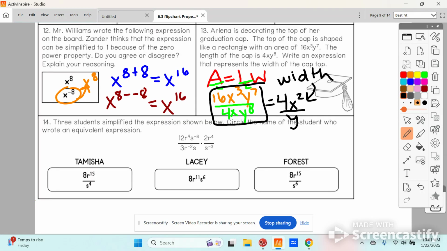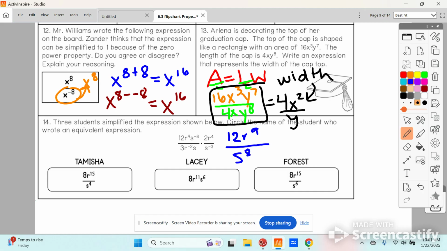Finally, 3 students simplified the expression shown below. Circle the name of the student who wrote an equivalent expression. So I like to work with positives. So I'm going to use my understanding of negative exponents to make them all positive. So I have 12r to the 9th in the numerator. That can stay. But my s to the negative 8 needs to move to the bottom to become positive.